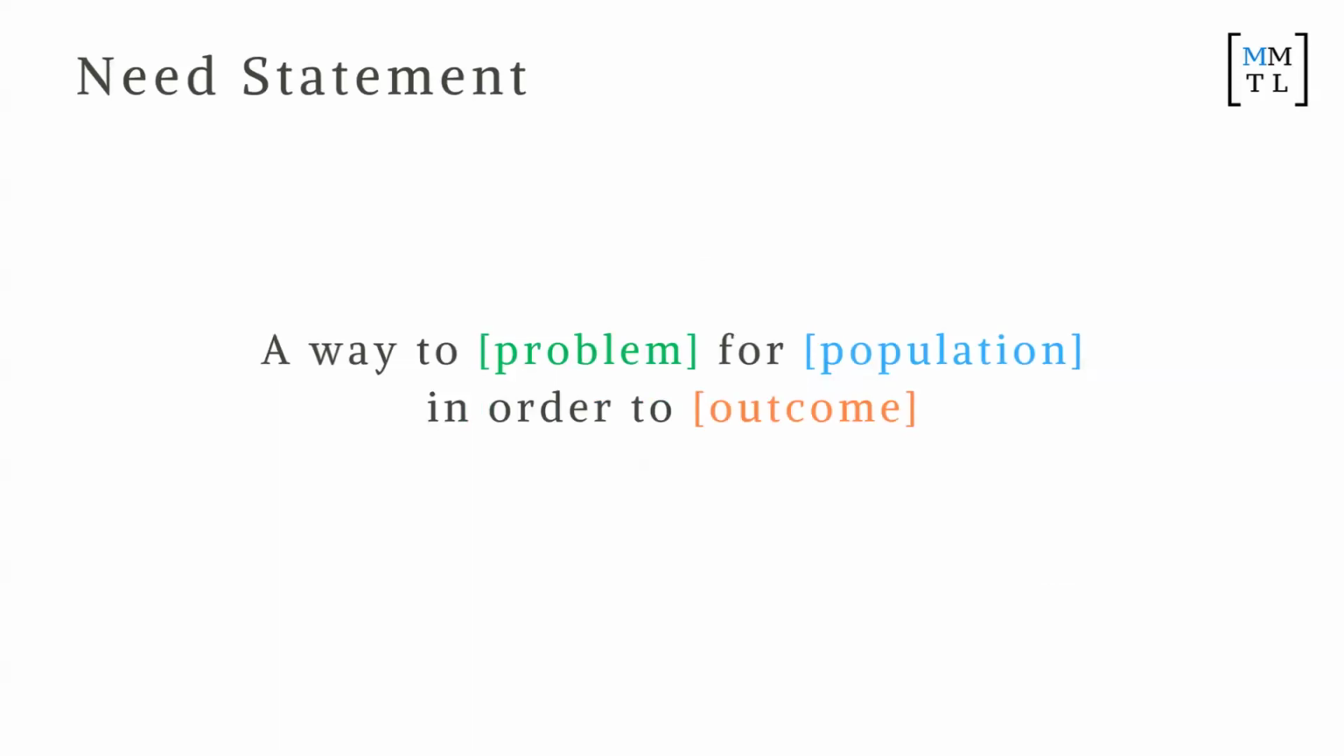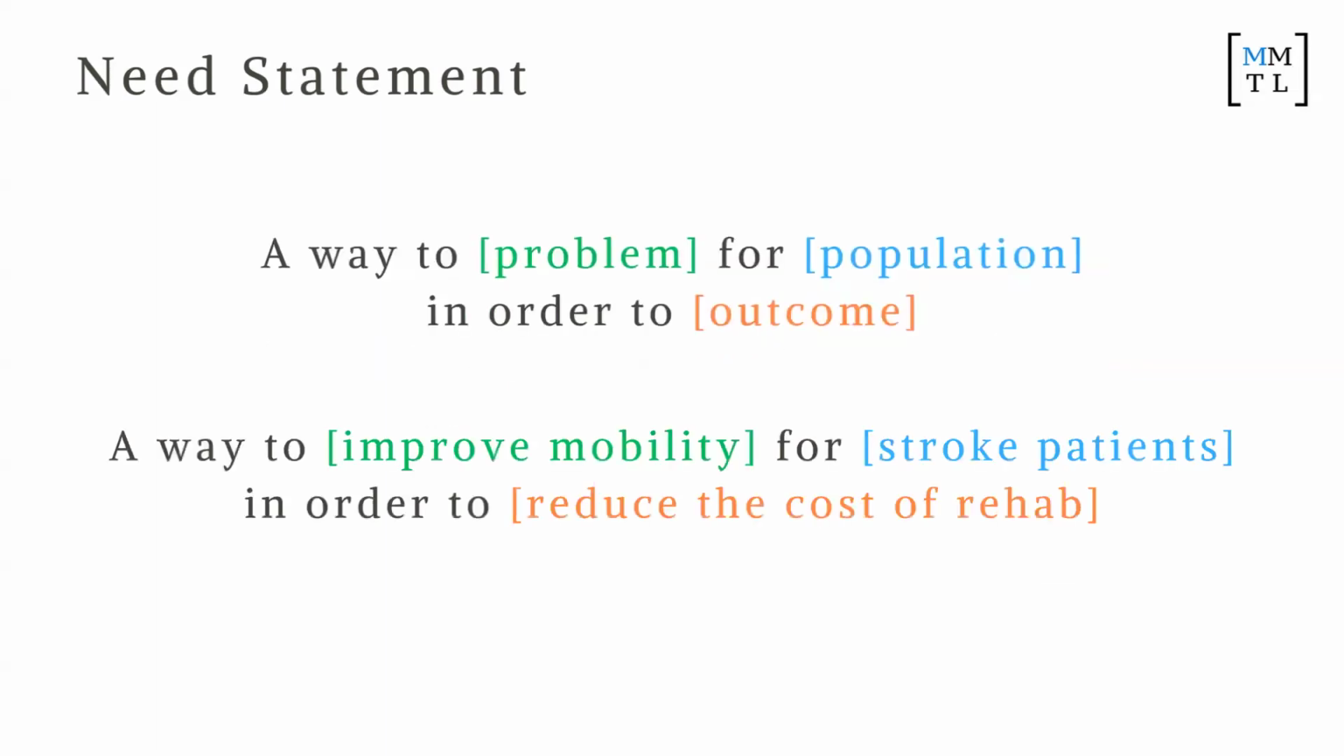Now, need statements themselves, or unmet clinical needs, can be represented in what's called a need statement, which is simply a sentence that says what the problem, population, and outcome is. So it's a way to solve a problem for this population in order to achieve an outcome. An example of that is a way to improve mobility for stroke patients in order to reduce the cost of rehab.